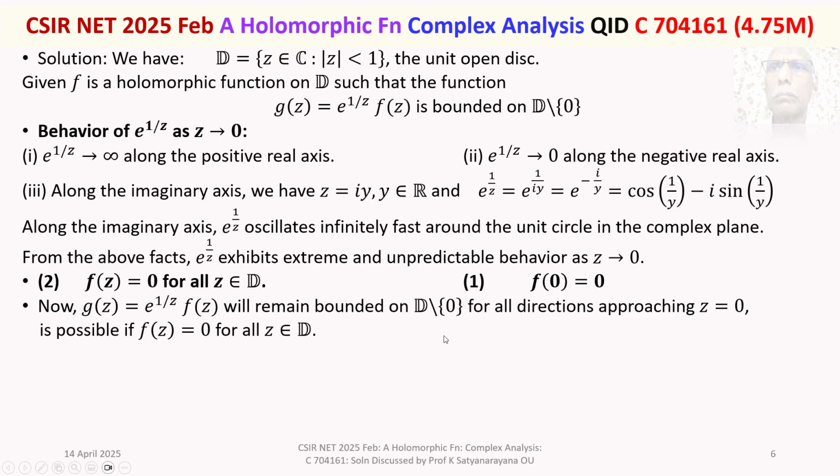So z approaches 0 in infinitely many directions, and this g of z remains bounded. So as z approaches 0 in all directions, g of z remains bounded on D minus 0. When is this possible? On one side, e to the power of 1 by z exhibits extreme and unpredictable behavior. e to the power of 1 by z times f of z is bounded. This is possible only when f of z is equal to 0 for all z belongs to D. Then g of z will be bounded.